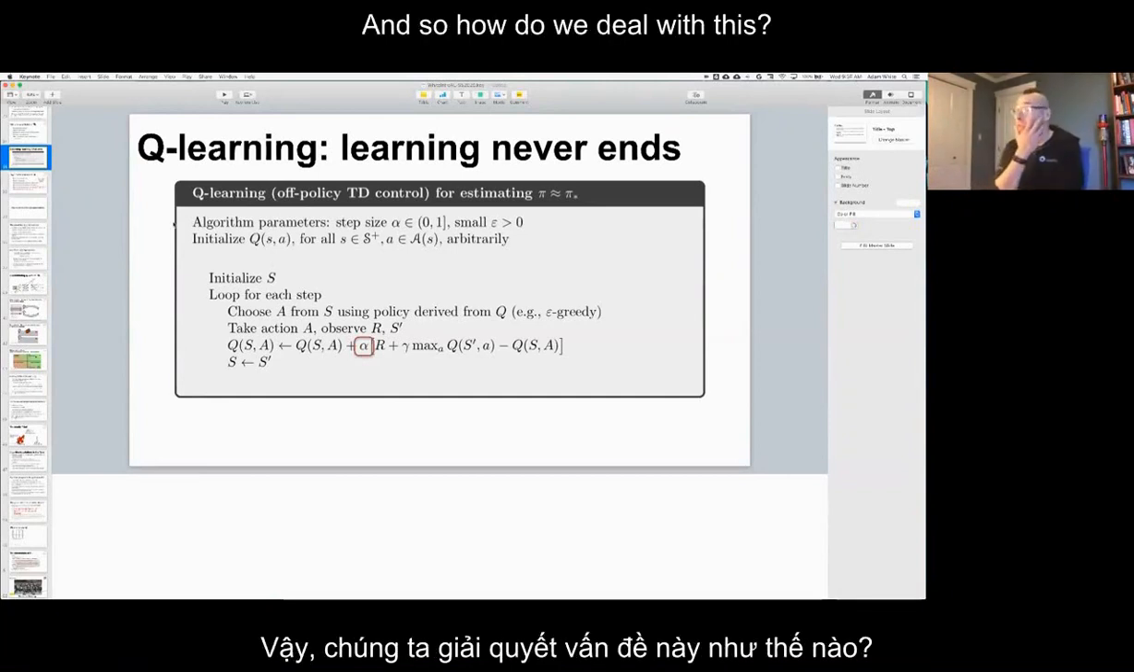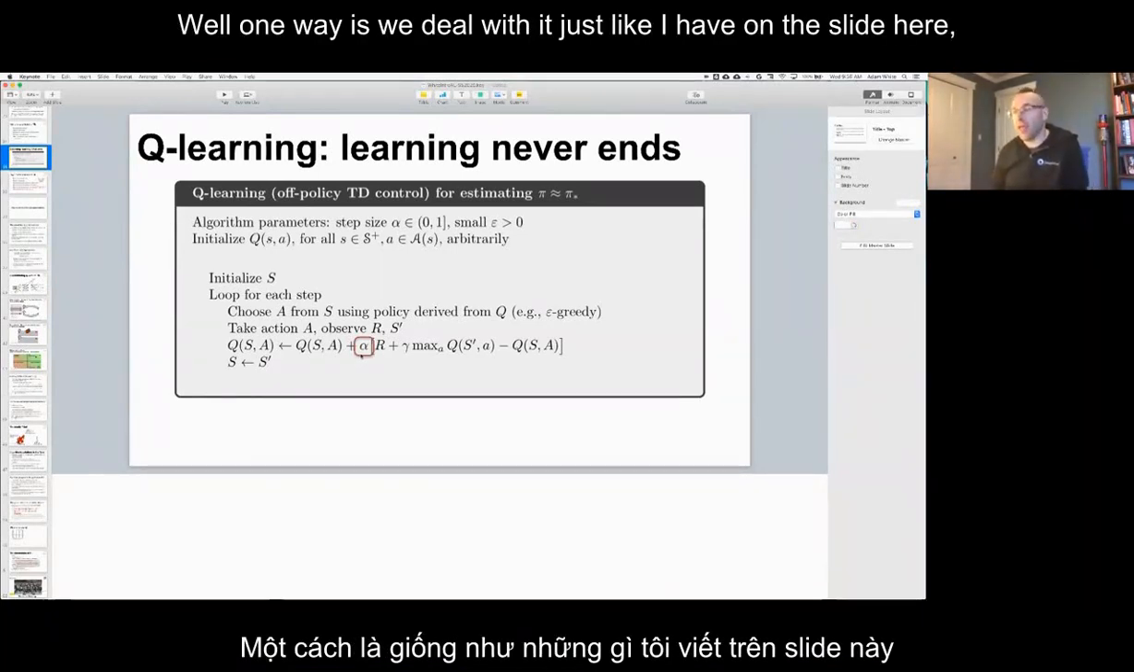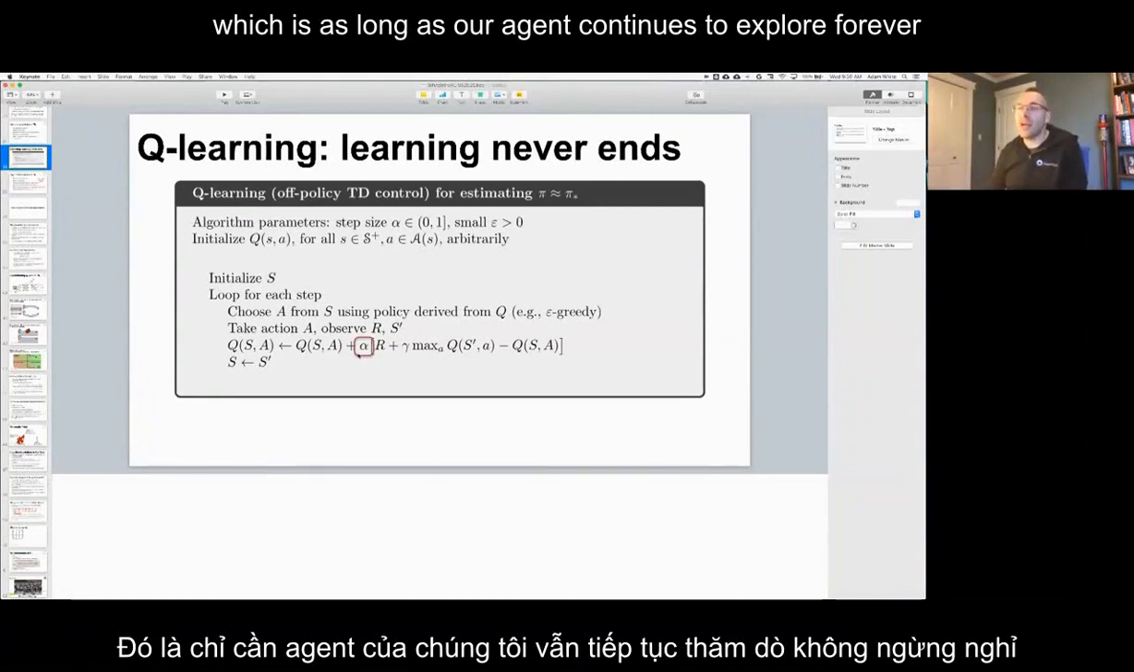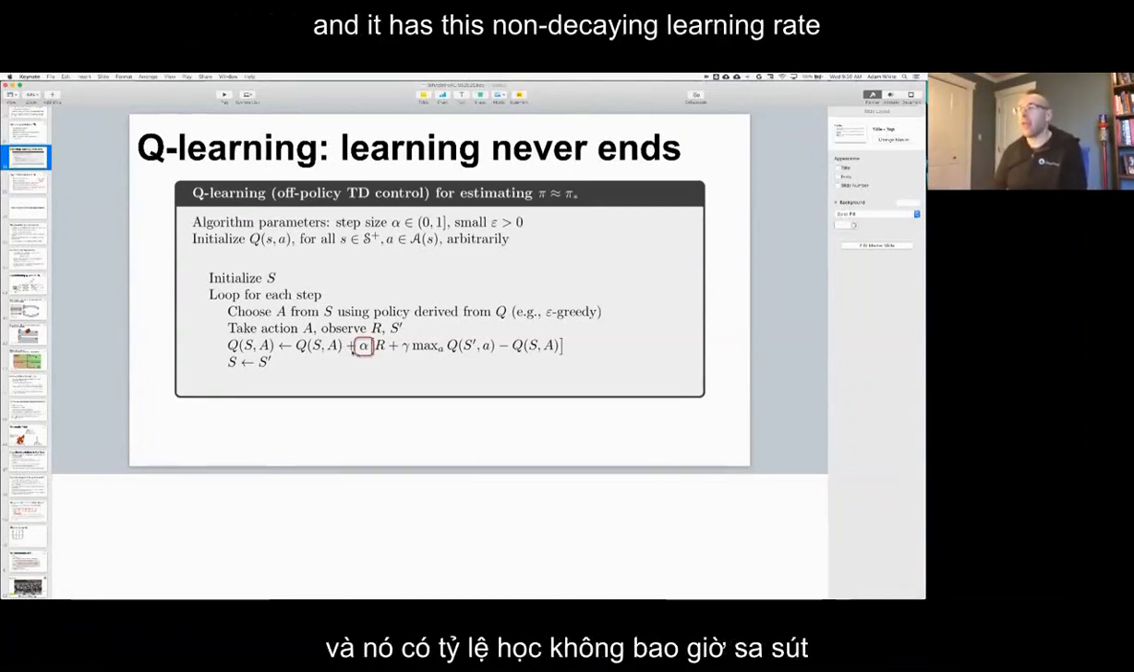And so how do we deal with this? Well, one way is we deal with it just like I have on the slide here, which is as long as our agent continues to explore forever, and it has this non-decaying learning rate.